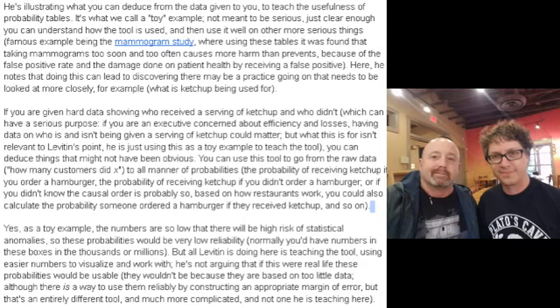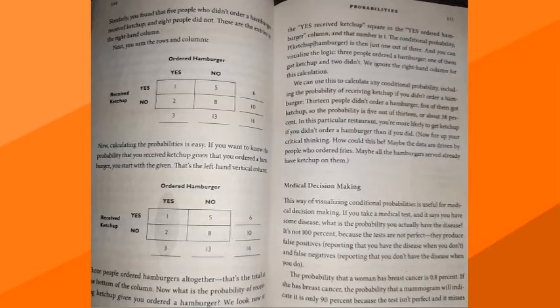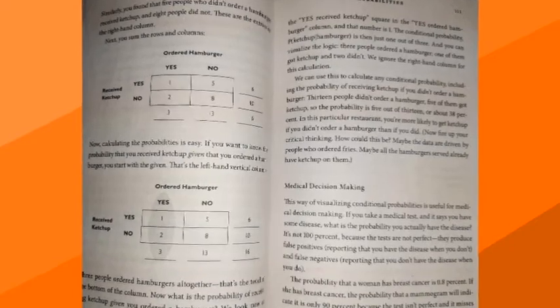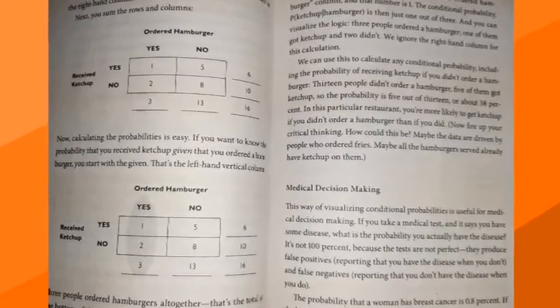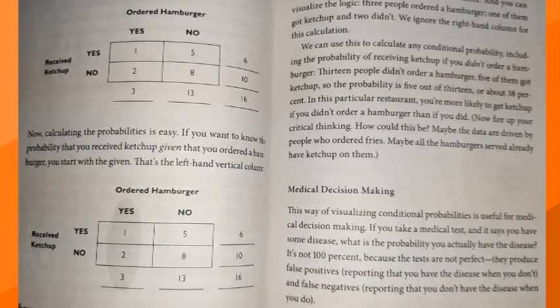But what this is for isn't relevant to Levitin's point. He's just using this as a toy example to teach you the tool. You can deduce things that might not have been obvious. You can use this tool to go from the raw data, how many customers did X, to all manner of probabilities. The probability of receiving ketchup if you order a hamburger, the probability of receiving ketchup if you didn't order a hamburger, or if you didn't know the casual order is probably so. Based on how restaurants work, you could also calculate the probability someone ordered a hamburger if they received ketchup, and so on.